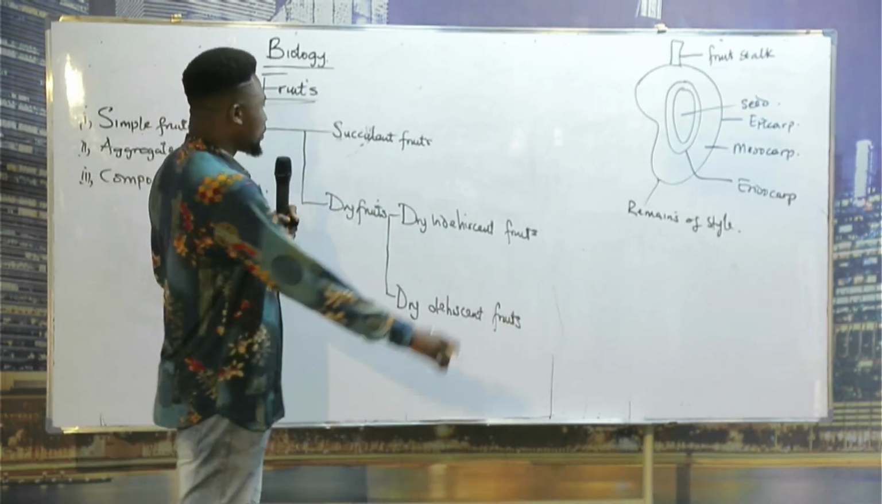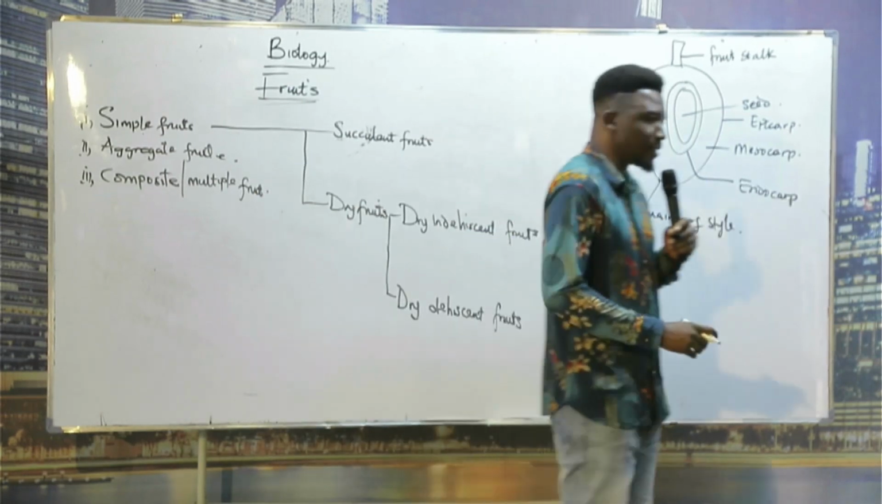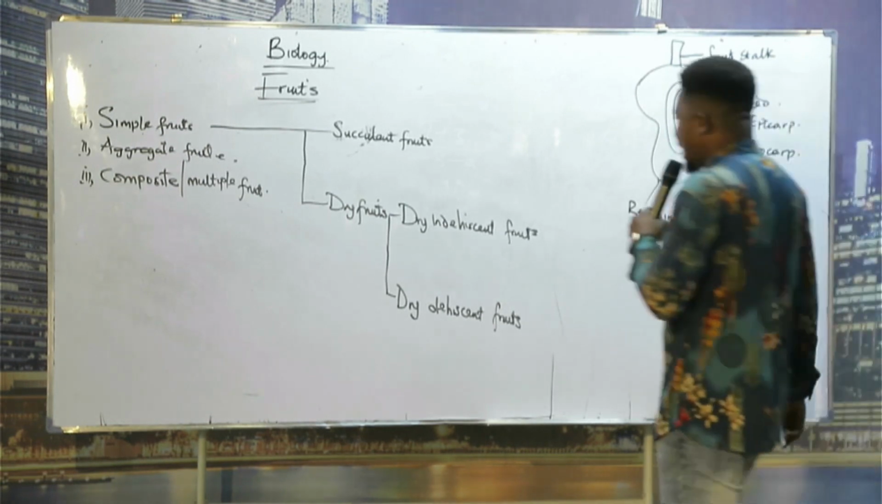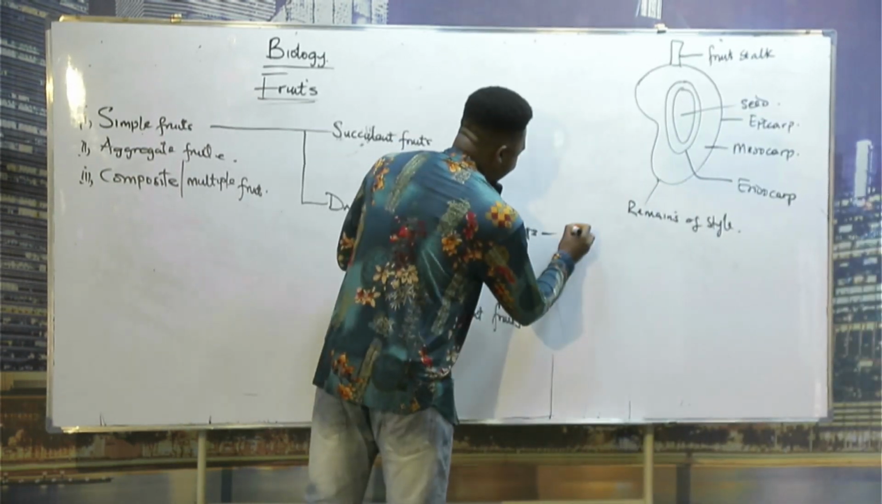So now when we talk about the dry indehiscent fruit, it is divided into 5. The dry indehiscent, we have the achene.